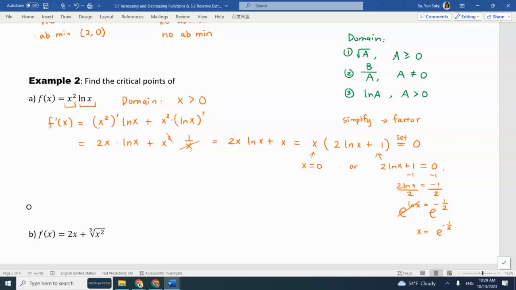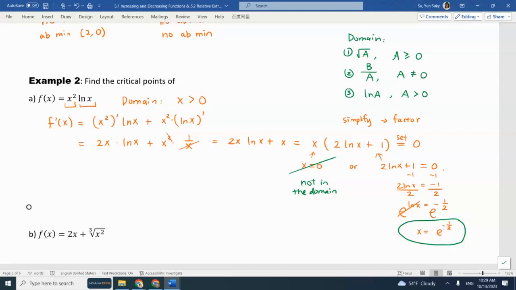And we have two answers. So you need to check: are they in the domain? Is x equal to 0 in the domain? No. So 0 is not the critical point because it's not in the domain. So our critical point is x equals e to the negative 1/2. We only have one critical point.